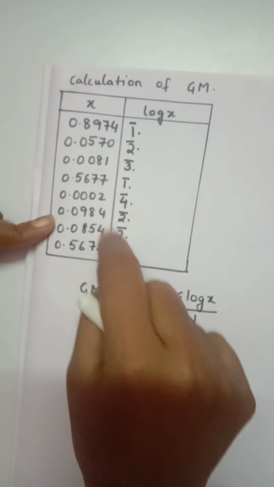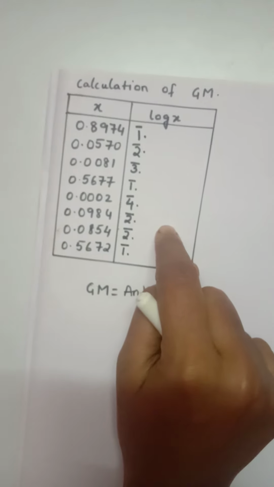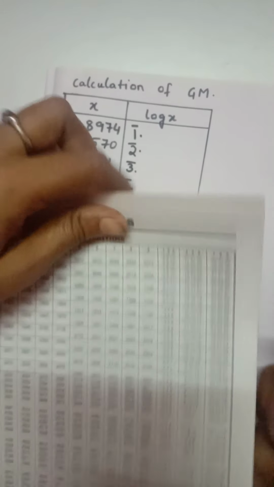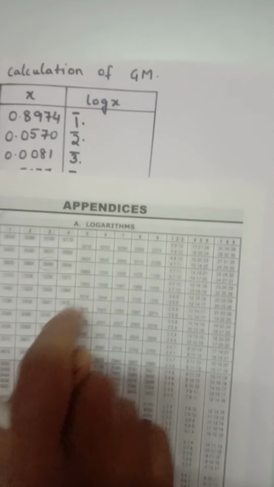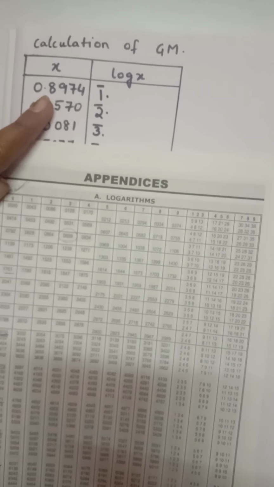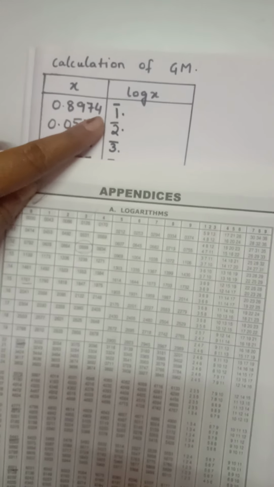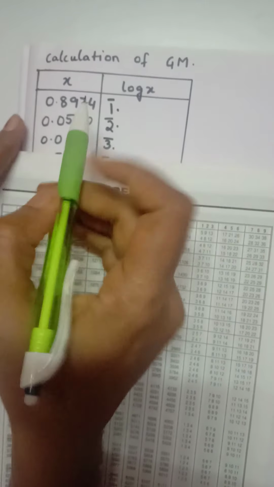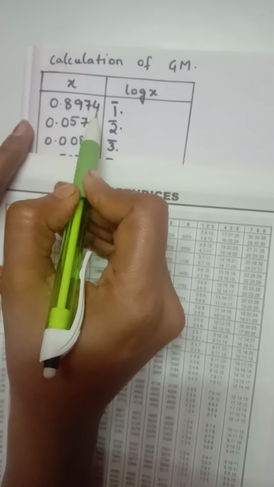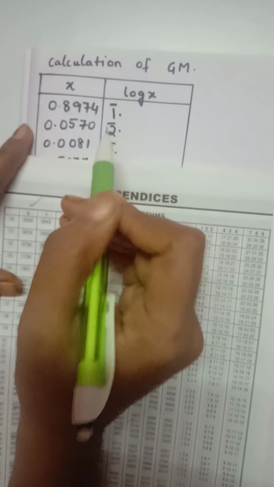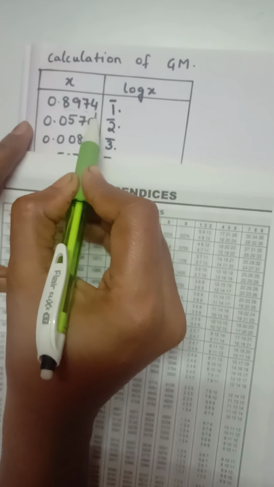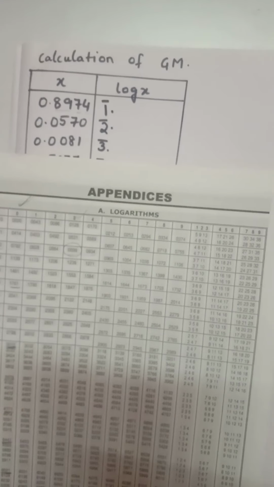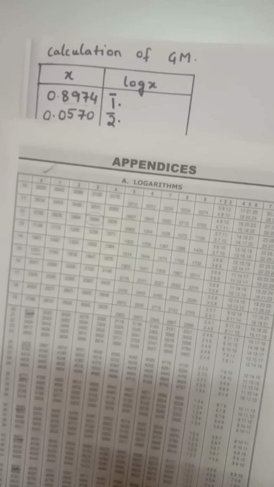Next, for the second part of the logarithm values we need to refer to the table. So here we need to go to the logarithm table. The first number is 89 at 7, mean difference 4. It is read as 89 at 7, mean difference 4. So we have to refer to the 89 in the logarithm table.